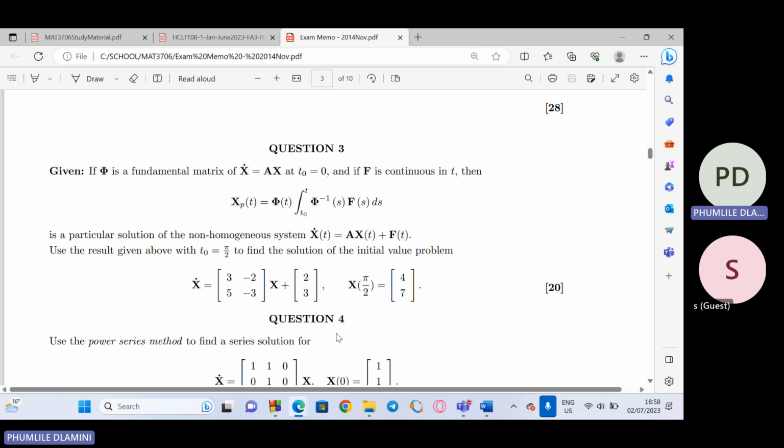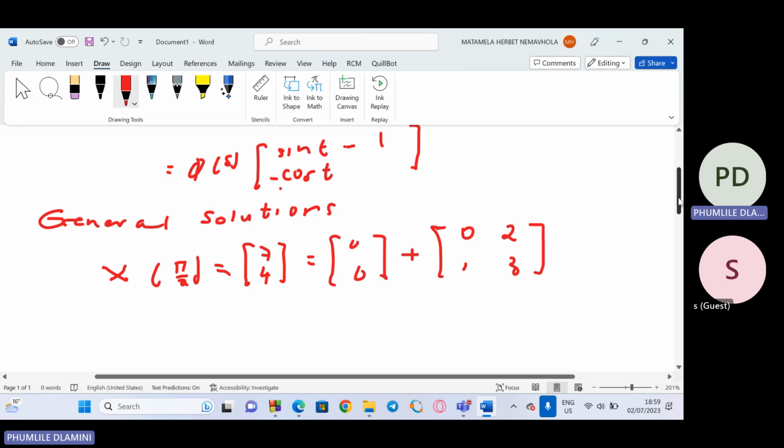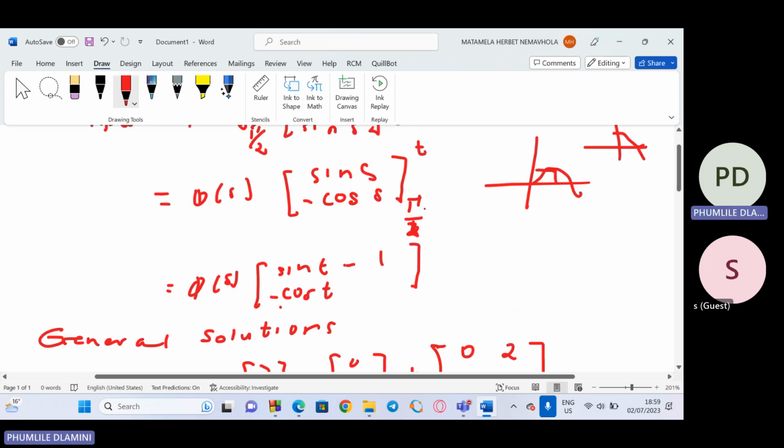So if we go to our question, you will see that in this question here, we have 3 and 2. So when we have 3 and 2, what we got there, we got that here when we substitute x of pi over 2, we get 4/7. So when you get 4/7, we also worked on the integral part in this equation here, where we substituted pi over 2 into t for this one here.